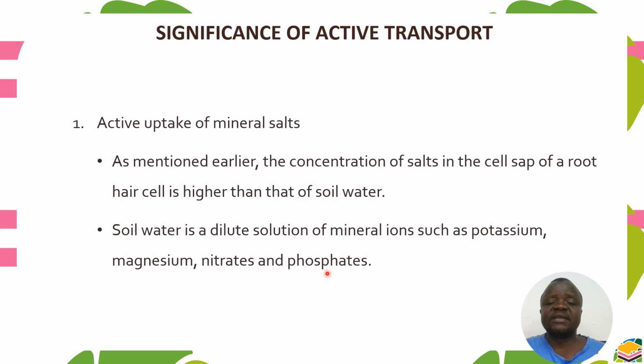Once we have a dilute solution of those, it means they are less in the soil. But in the cell sap of root hairs, we have plenty of them. Those ions are still needed by the plants. They move by the process of active transport, and this requires expenditure of energy, which is provided by mitochondria in cells. Let us go to the next slide.